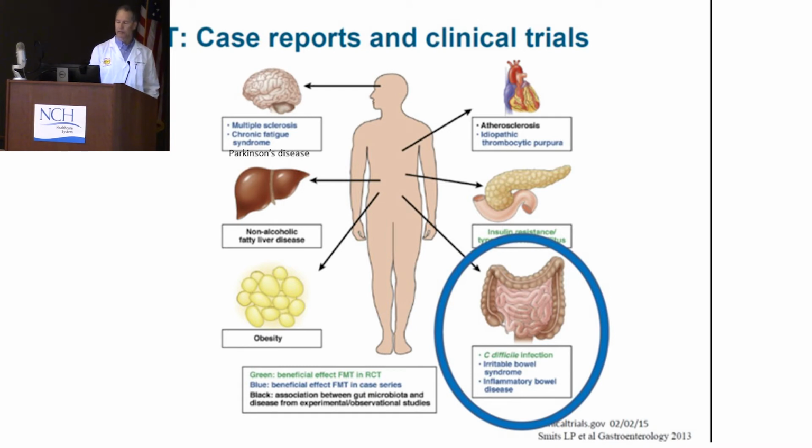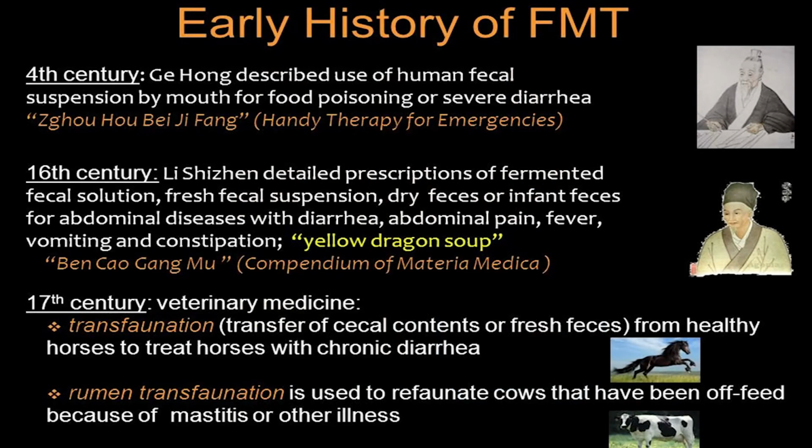Now, over the last 15, 20 years, the history of FMT has been associated with a greater understanding that in a number of disease states, there's an alteration in the microbiome. We see on this slide from 2013 a number of conditions associated with an altered microbiome: multiple sclerosis, chronic fatigue syndrome, non-alcoholic steatohepatitis, obesity, and atherosclerotic disease. In terms of the pancreas, individuals with metabolic syndrome. And then in the lower right, what we'll be focusing on is Clostridium difficile, irritable bowel syndrome, and inflammatory bowel disease.